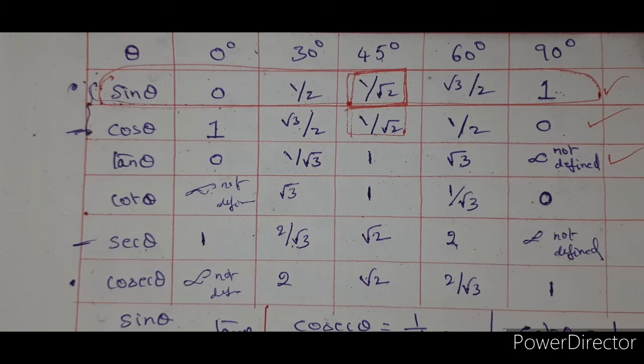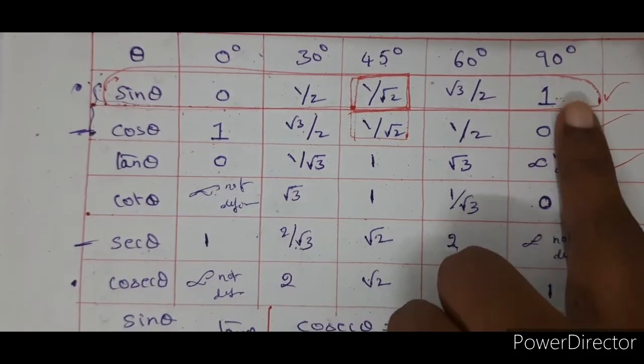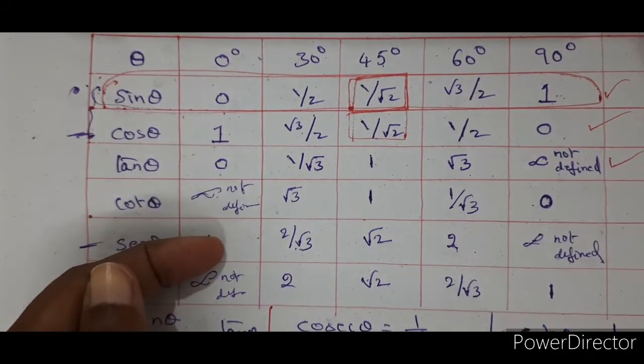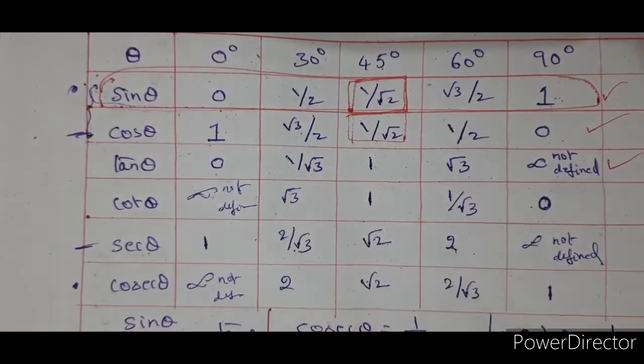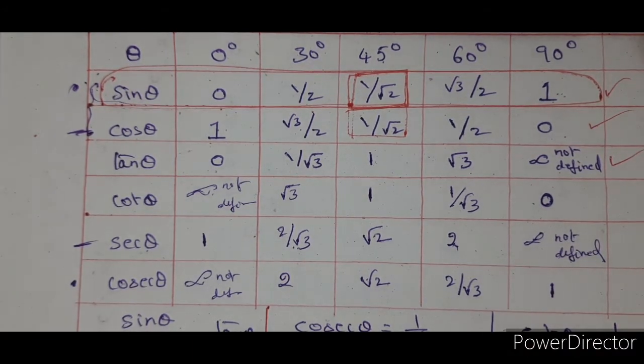Sine 0 is 0, sine 30 is 1 by 2, sine 45 is 1 by root 2, sine 60 is root 3 by 2, sine 90 is 1. That's all. Then reverse these and start writing from here, and automatically you'll get cos. Then sine by cos is tan, so just find this divided by this in every column and you can fill all of that. So this is all about the table of trigonometric ratios for specific angles like 0, 30, 45, 60 and 90.